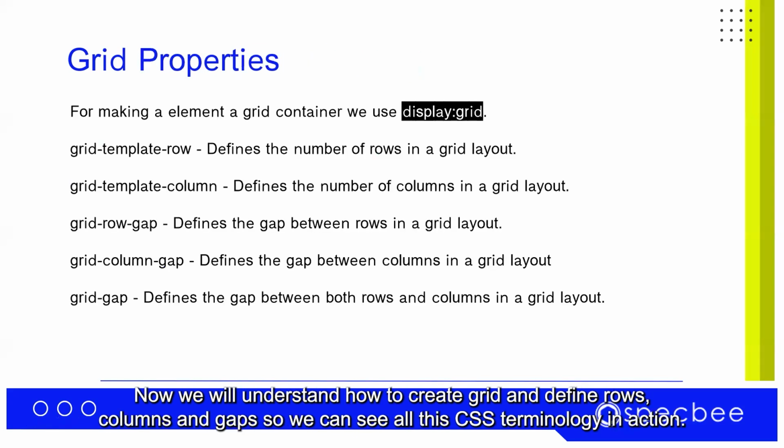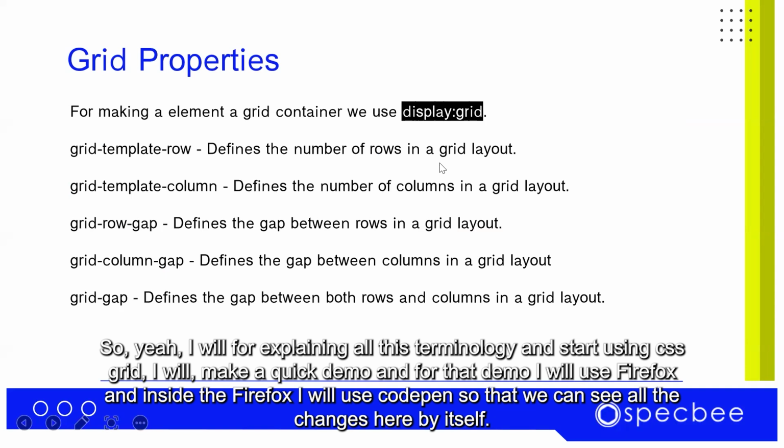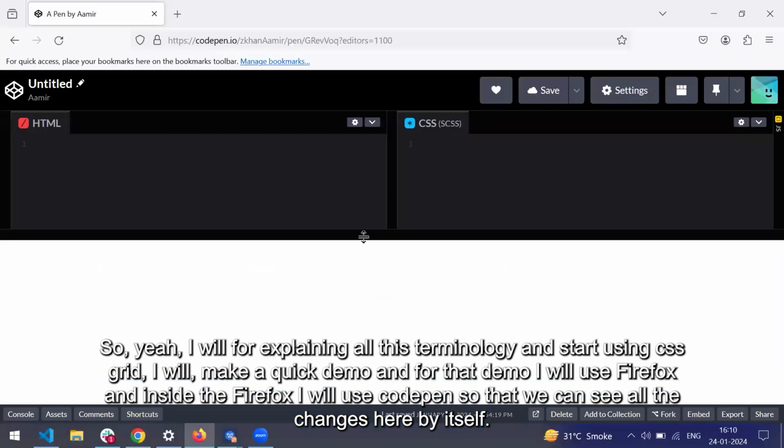Now we will understand how to create a grid and define rows, columns, and gaps, so we can see all this CSS terminology in action. For explaining all this terminology and starting to use CSS Grid, I will make a quick demo. For that demo, I will use Firefox, and inside Firefox, I will use CodePen, so that we can see all the changes by ourselves.